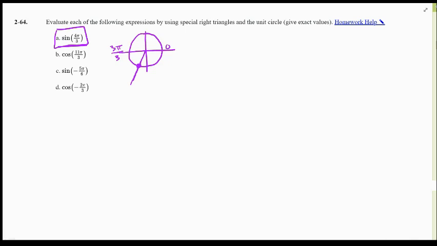So when I do that, I see the long side is the y and the short side is the x. So that means that sine of 4 pi over 3 is equal to root 3 over 2. The thing is that since it's going down, since the y value is going down, or I'm in that quadrant, then my answer should be negative root 3 over 2.